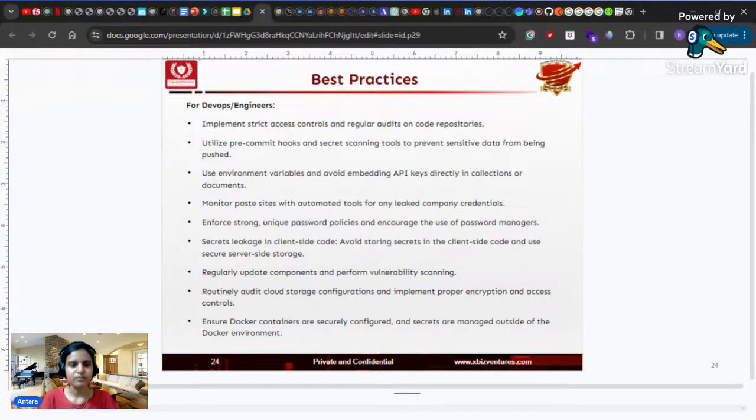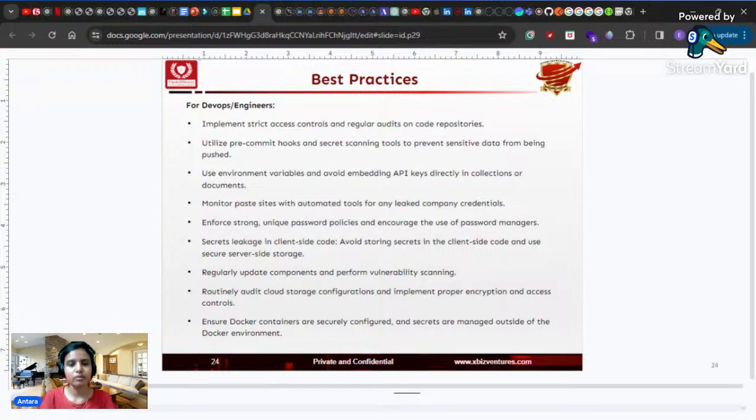and ensure that reused passwords are not in practice, and enforce strong password policies. Ensure that you're using password vaults or password storage managers for managing your passwords efficiently. Ensure that you look for secrets in client-side code as well before making it public on the internet, right? Ensure that you conduct security audits and assessments on that.